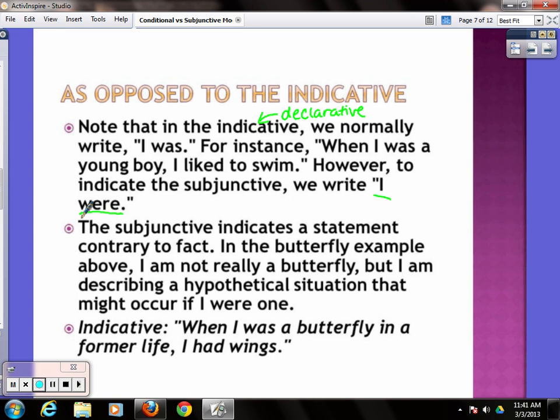Normally you don't speak like that. You say I was, but here in subjunctive you would say I were. The subjunctive indicates a statement contrary to fact. In the butterfly example, I am not really a butterfly, but I'm describing a hypothetical situation that might occur if I were one. So the indicative: when I was a butterfly in a former life, I had wings. If I were a butterfly, I would have wings.